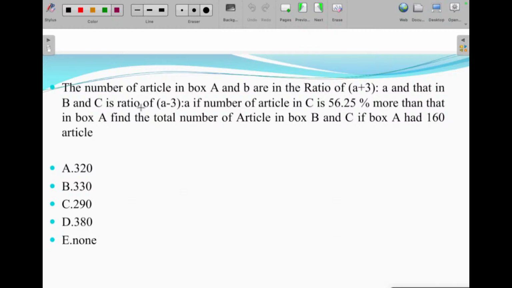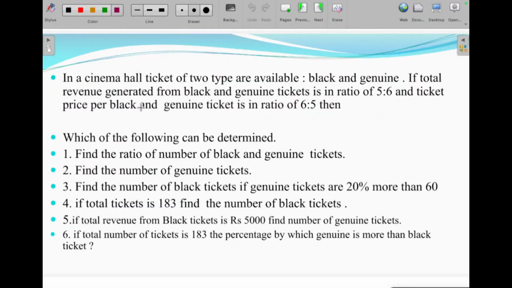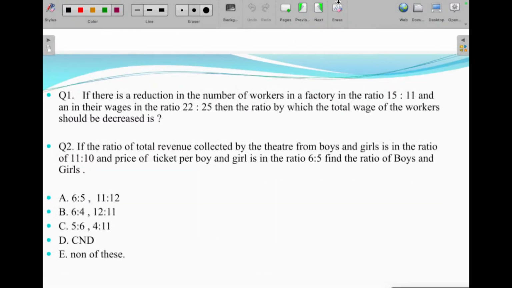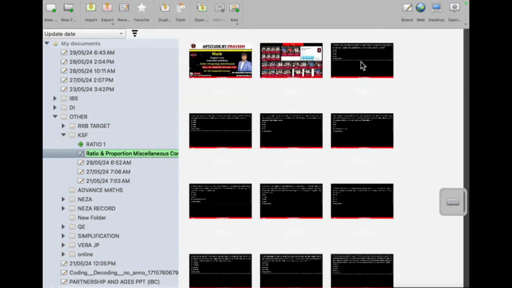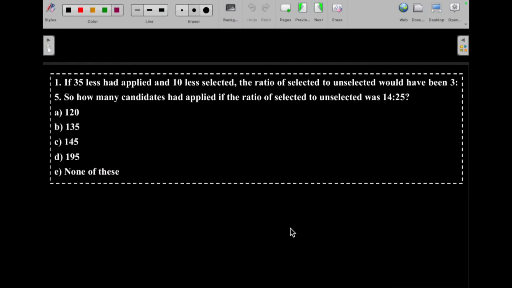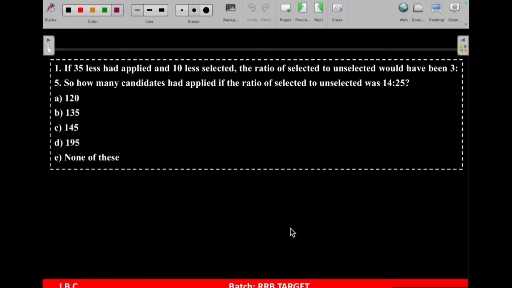So we'll go to the mains level later. We'll go with simple calculation first. This is all mains level. First we finish prelims level, then we'll go for mains level. Once prelims level is finished, we'll go for mains level. See this question.